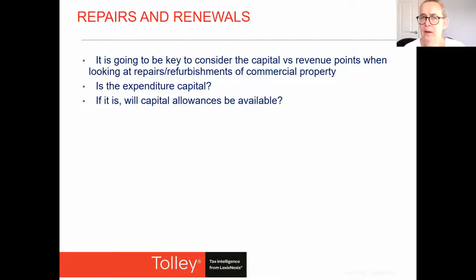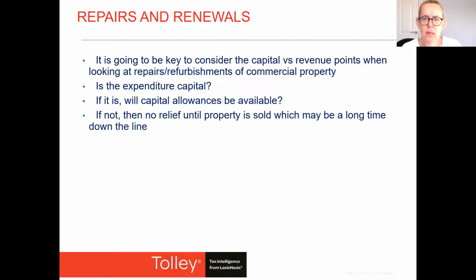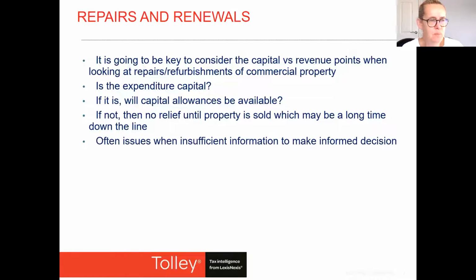Now, obviously, if you have got expenditure which is capital in nature, then if you don't get capital allowances on it, you are not going to get any relief on that expenditure until the property is sold. And that could be a long time down the line. So there is going to be a real imperative to try and get relief as quickly as possible. And of course, now that we've had a permanent increase in the annual investment allowance to £1 million, capital expenditure that qualifies for capital allowances can often be relieved.